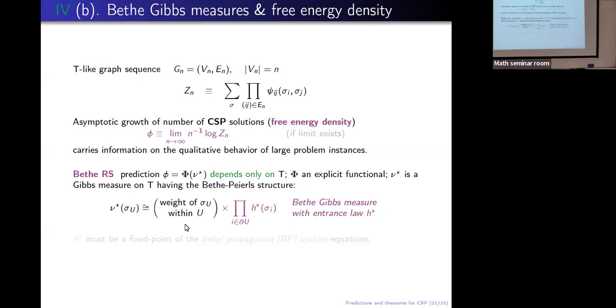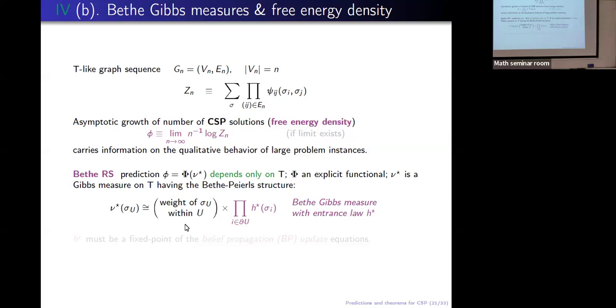You take a Gibbs measure on the tree, for which you can calculate everything by this recursion principle I told you, a slightly different recursion principle. And it has a beta-Pearl structure, meaning I take a Gibbs measure where the law of every marginal, think of this as a finite subgraph of your tree, is a law that you get by just looking at these psi's inside the subgraph, and the effect of the outside, you take a product of functions only of sigma I, only of the guy coming from outside, exactly like in this belief propagation. So imagine that this graph is part not only of a tree, but the boundary condition is a product. This is called the beta Gibbs measure with entrance law H star.